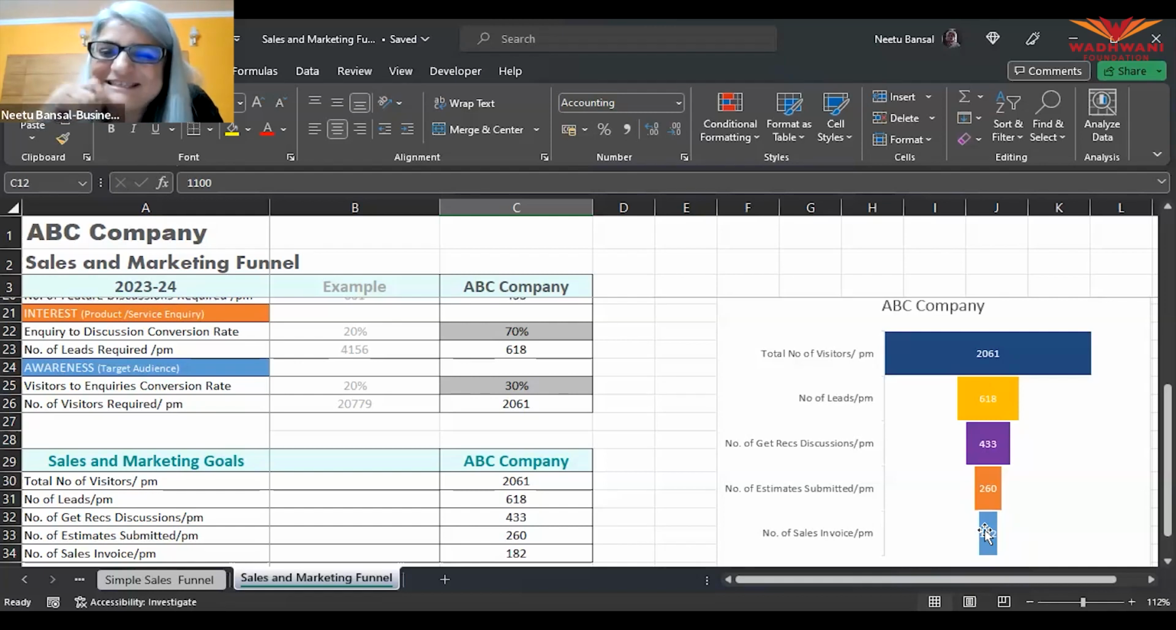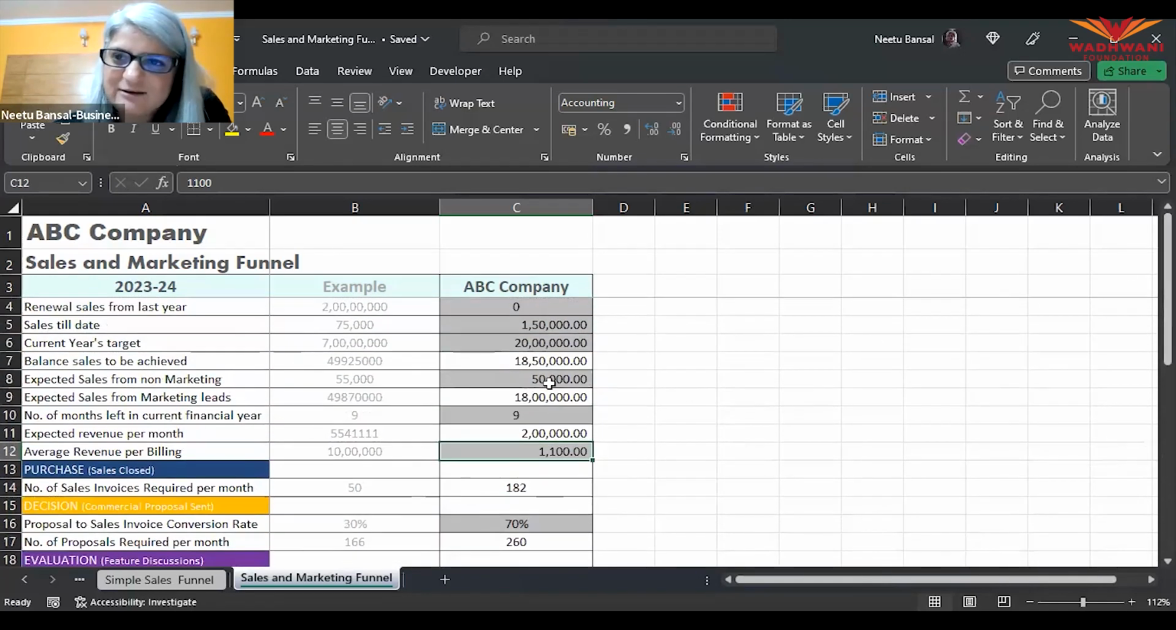Absolutely. And if you see, this is a monthly funnel itself, right? So every month you can have a different funnel, right? And based on your numbers, instead of having to do all this calculation every time, you can just go ahead and change this number, your monthly number, expected sales from marketing leads, or revenue per month. You can just change this number and it will calculate everything on its own.